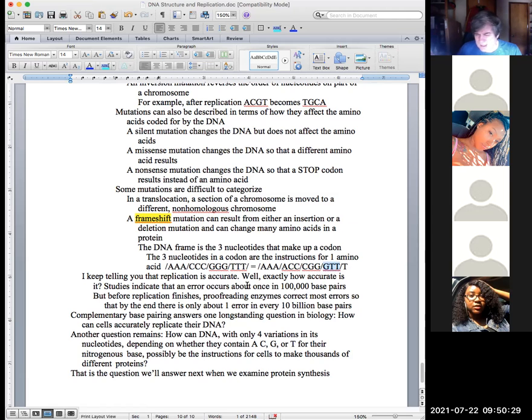So I keep saying that replication is accurate. So how accurate? Well, studies suggest that there's a mistake about 1 in every 100,000 base pairs. However, you have proofreading enzymes, and before replication is done, they go back and correct most of the mistakes. So at the end, there's about 1 error in every 10 billion base pairs. So hardly ever, really.